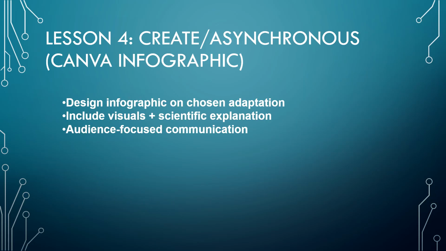Next phase is create. Once students have researched and investigated their chosen adaptation, they move into the create phase. Here, the goal is to transform their findings into a clear, engaging product that communicates both scientifically accurate information and creative design. Students use Canva to design a digital infographic that explains their chosen adaptation. The infographic must include the name of the organism and the adaptation observed, visual elements such as photos, icons, or diagrams, and a short explanation of how the adaptation works and why it provides a survival advantage.